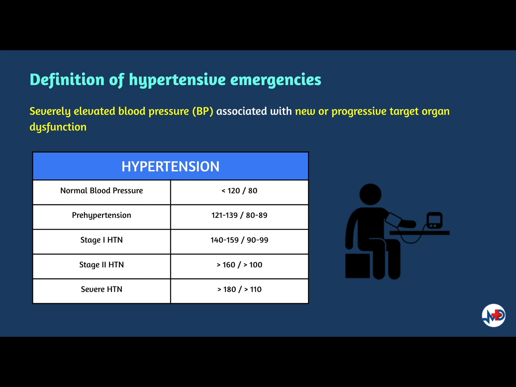Hypertensive emergency is defined as severely elevated blood pressure associated with new or progressive target organ dysfunction. Although the absolute value of the blood pressure is not as important as the presence of end organ damage, the systolic blood pressure is usually more than 180 millimeters mercury and/or the diastolic is more than 120 millimeters mercury.